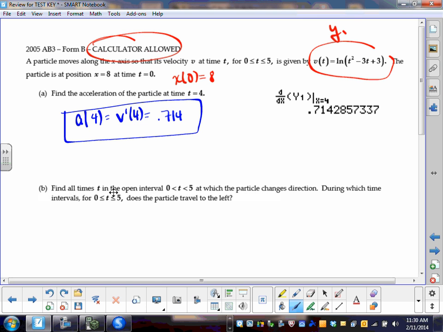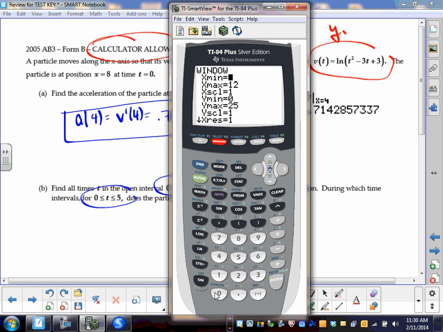The next part says find all the times at which the particle changes direction and during which time interval 0 to 5 does the particle travel to the left. So make sure that you're setting your interval for your window. I went to y equals and put a 0 in here because I want to find zeros. And then I'm going to zoom 0 to fit the window to the interval 0 to 5.